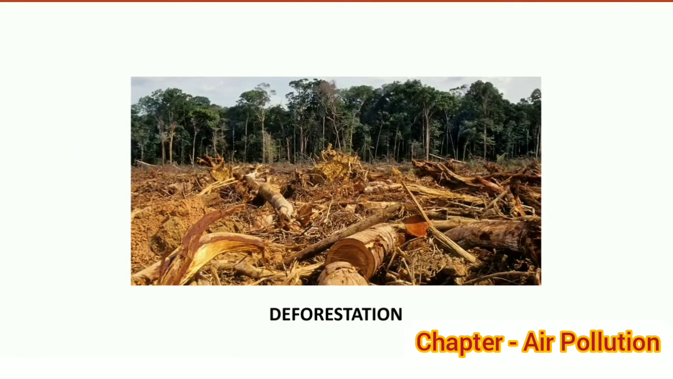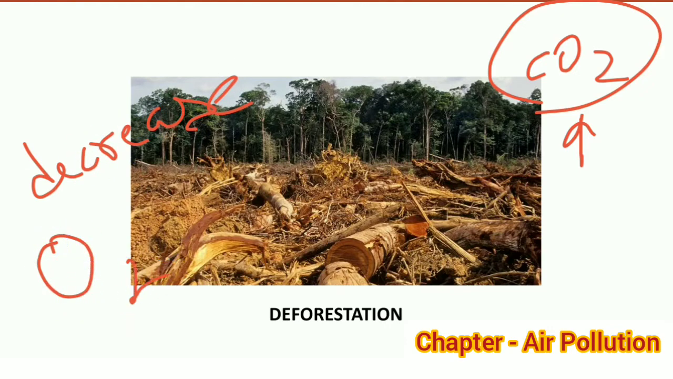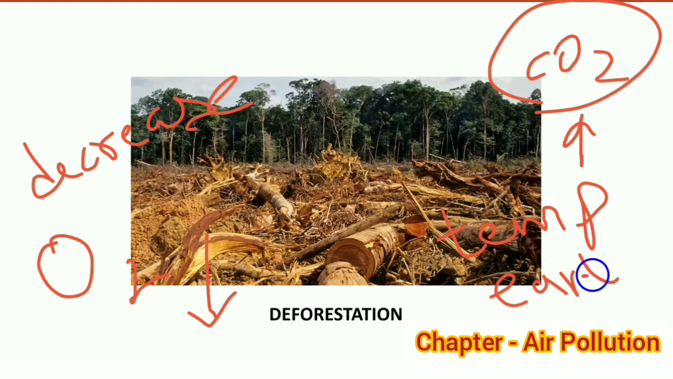The third reason is indiscriminate deforestation, which causes an imbalance in the concentration of carbon dioxide in the atmosphere. With fewer plants, the consumption of carbon dioxide will decrease. Hence, the release of oxygen, O2, will also decrease, therefore increasing the whole temperature of the earth.